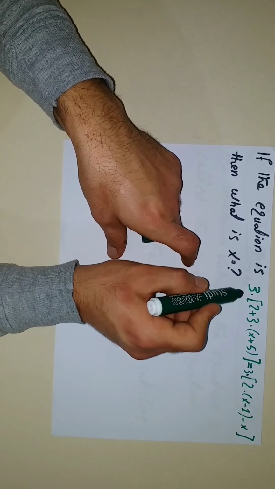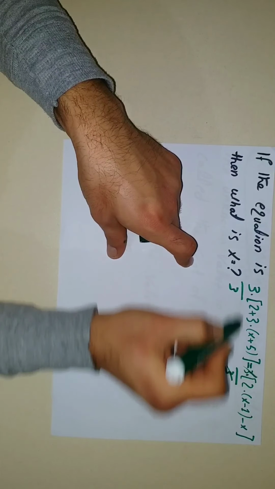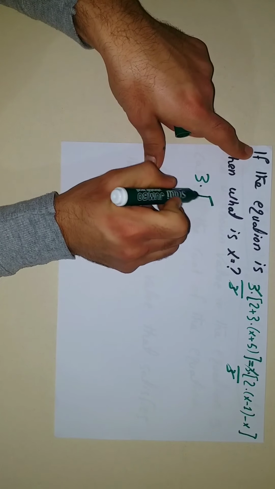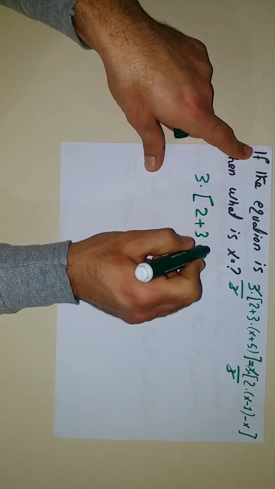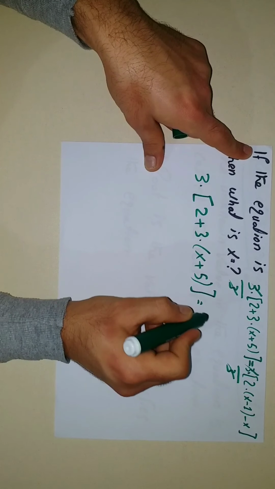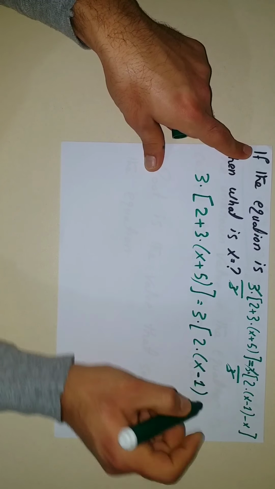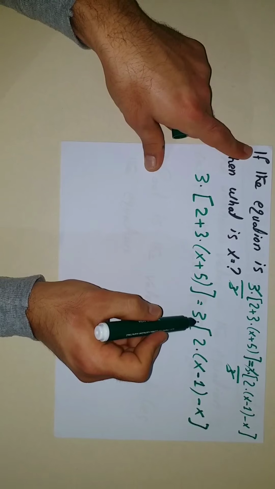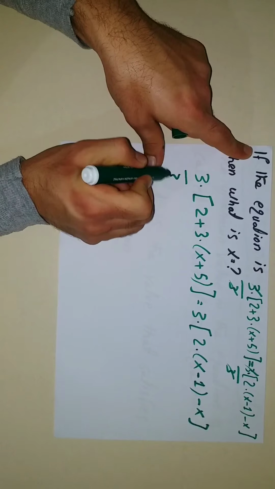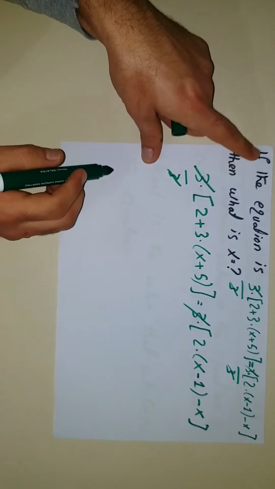So if I divide 3 on both sides of the equation, they will cancel each other. Or you can also do it like this: 2 plus 3 multiplied by x plus 5, bracket, 3 multiplied by 2x minus 1 minus x. This 3 in multiplication, if I transfer it to this side, it will go as a division. So 3 will cancel each other.